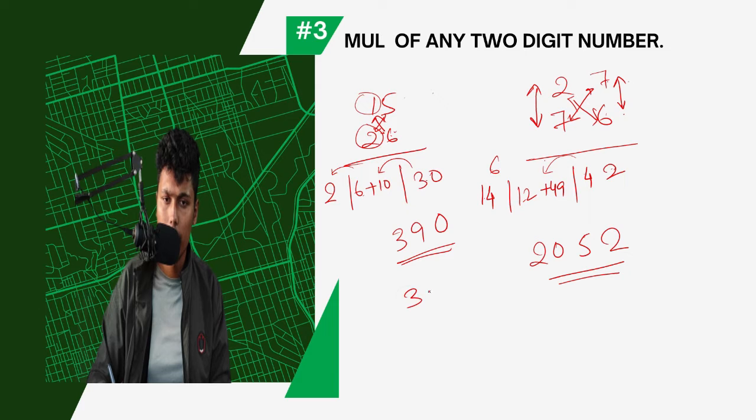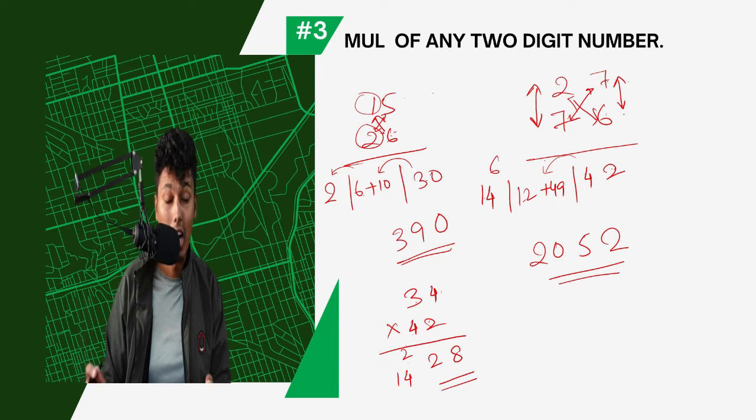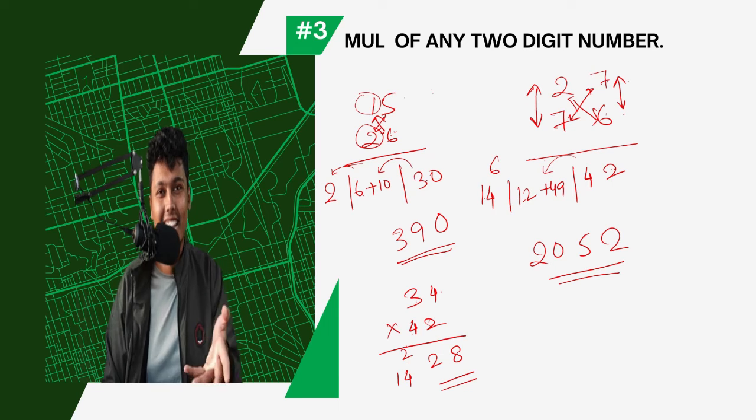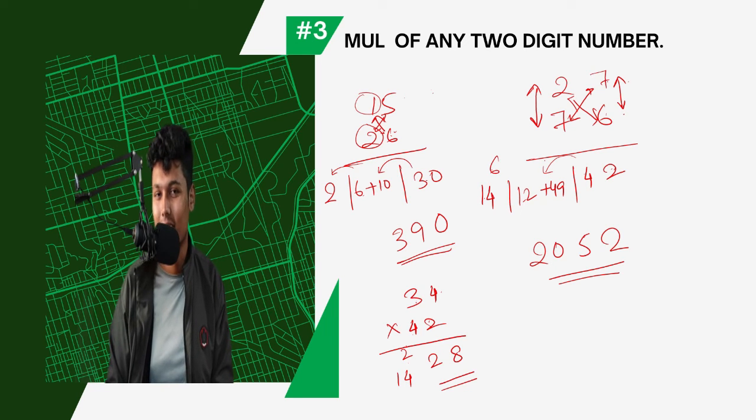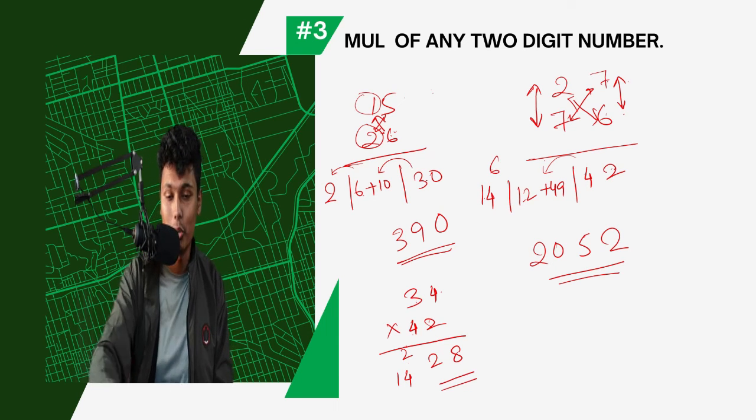And 34 into 42, let me do this one. 4 twos are 8, okay, 3 fours are 12... 4 threes are 12, 3 twos are 6, 12 plus 6 is 18... you can verify: the answer is 1428. I hope the answer is correct. Okay, it is correct. You can just verify it using your calculator. Okay, this is how you are going to do it.